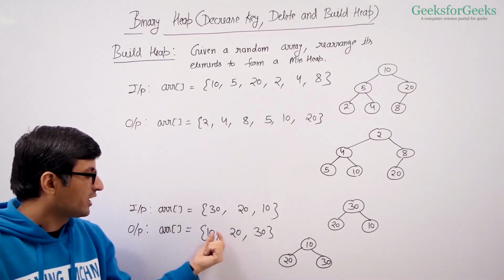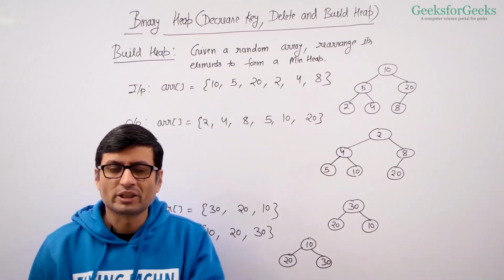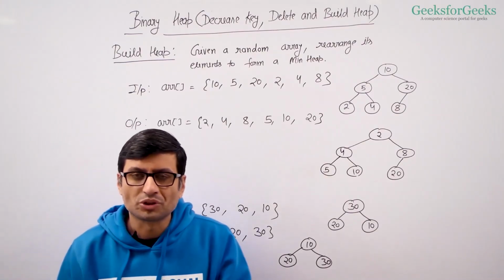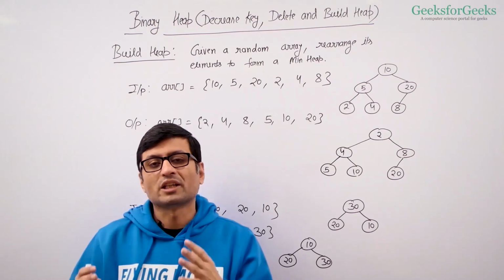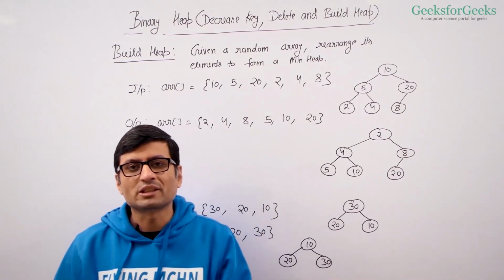So it can be either 10, 20, 30 or 10, 30, 20. We just want to make the random array into a min heap. Now please pause this video and try to think of a solution that takes the array as an input, rearranges the array elements so that the array represents a min heap.